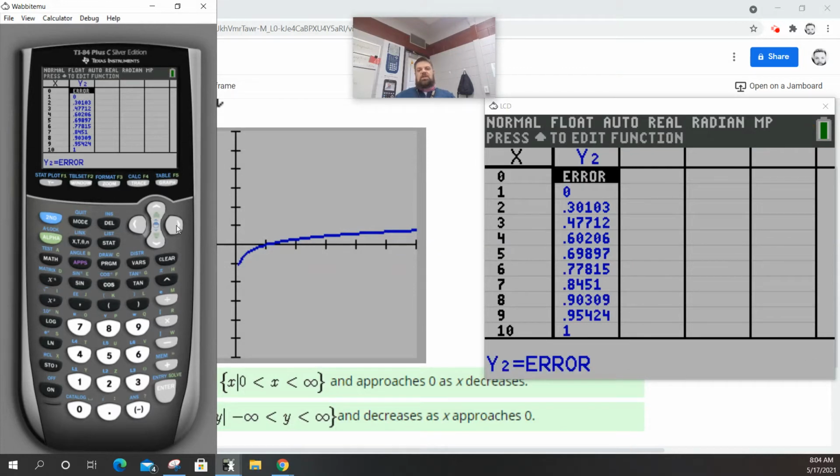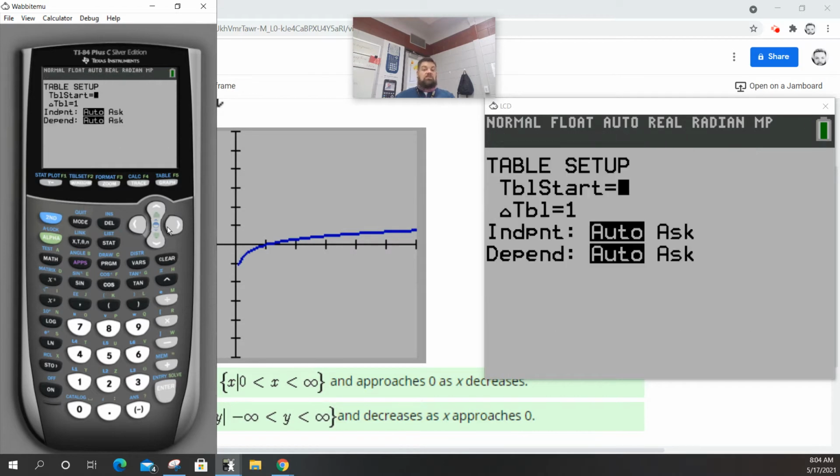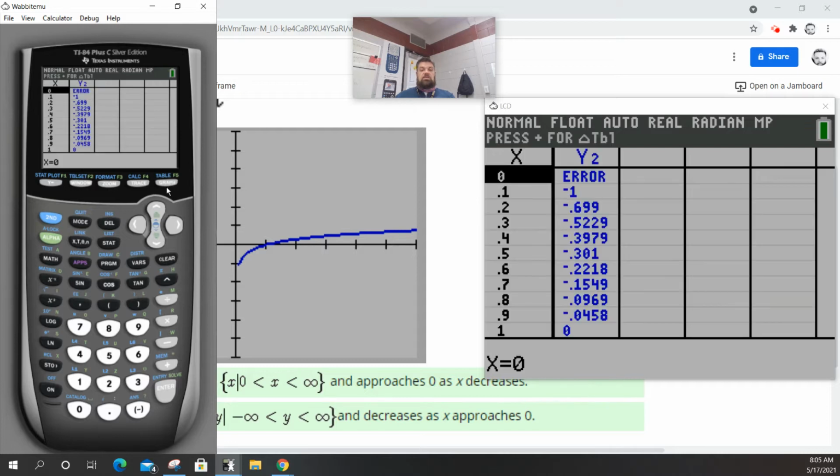As x approaches 0, you get an error, okay? And we'll talk about that, but if you look at the graph, there's this big chunk between 1 and 0. So clearly when x equals 1, it's at 0. So if I start at 0 and I do a table of like 0.1, and now I look at the table of values, I get some negative values in there, okay? Those we'll talk about later.